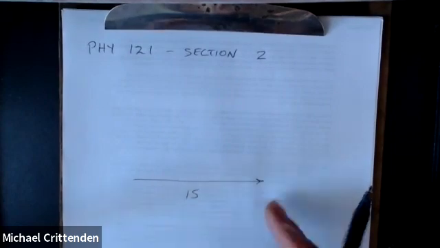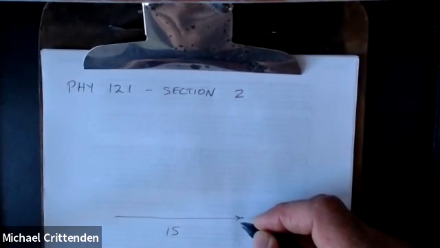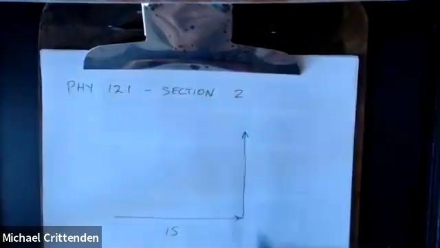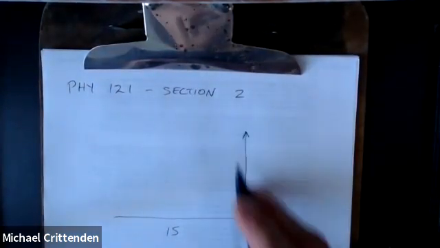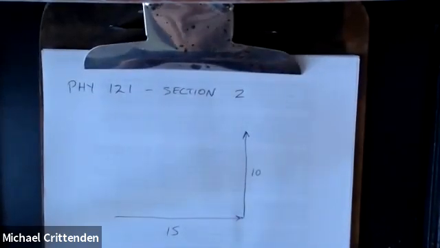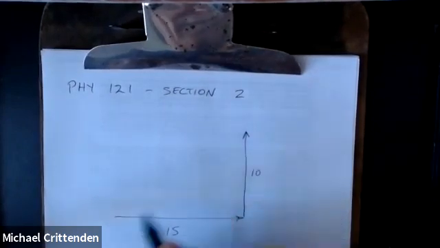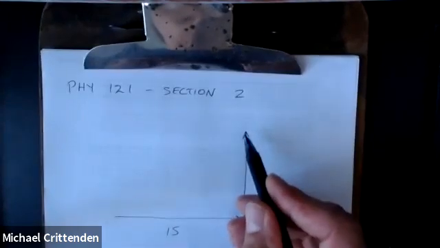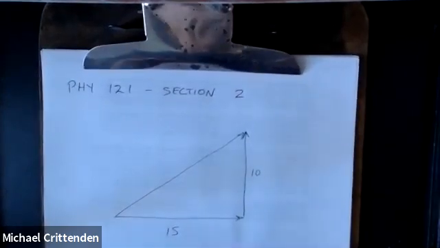That one was horizontal. The other one is straight up toward the top of the page. So you draw that one next. When you draw the second one, you draw it coming off the tip of the first one. And you make that one 10 units long. And then after you've drawn those, you draw the resultant from the tail of the first one to the head of the last one, okay? From where you started to where you ended up. Something sort of like that.